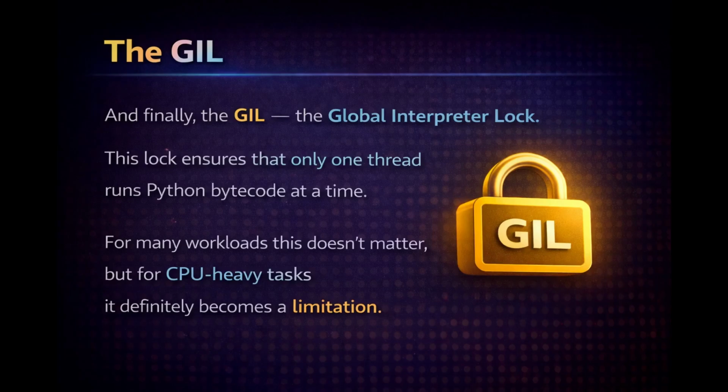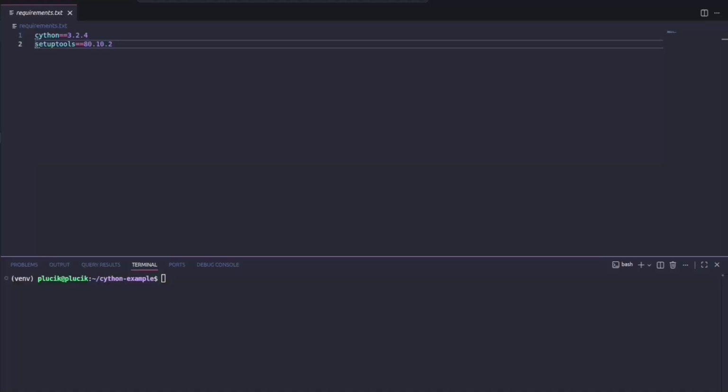And finally, the GIL, the Global Interpreter Lock. This lock ensures that only one thread runs Python bytecode at a time. For many workloads, this doesn't matter, but for CPU-heavy tasks, it definitely becomes a limitation. So when you put this all together, dynamic typing, heavy objects, the interpreter, and the GIL, you get a language that's incredibly friendly to use, but not the fastest for raw number crunching. And that's where Cython helps. It lets you bypass a lot of overhead by generating optimized C code while still keeping a Python-like syntax. Alright, now let's set up Cython and jump into the live coding part.